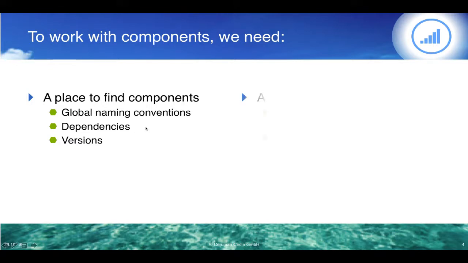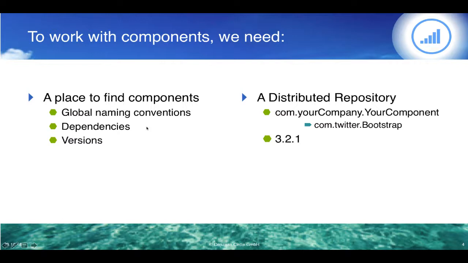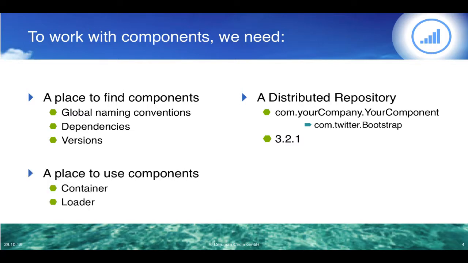We created a distributed repository which uses reverse domain names like Apache Maven. For a bootstrap component from twitter.com, the path name would be com.twitter.bootstrap and then the version number, 3.2.1, whatever. An entity which understands how to use our components is called a container.